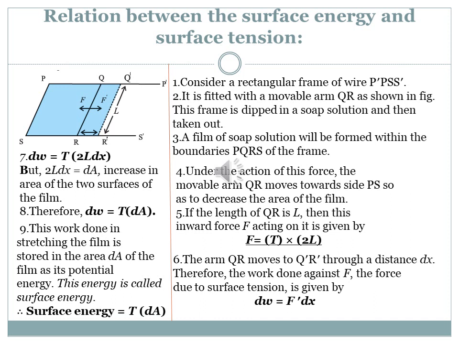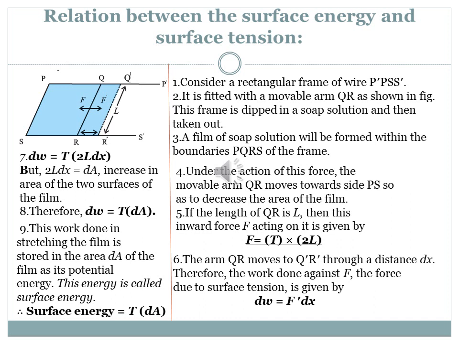A film is created within the loop. What is that loop? That loop is PQRS. Within the loop, a film is produced. Now all the boundaries or all the arms are producing force on the liquid as it is a film. So force is applied on QR also, force is applied on PS also, because all are the arms of the rectangular frame. So we are going to consider a force which is acting on QR.